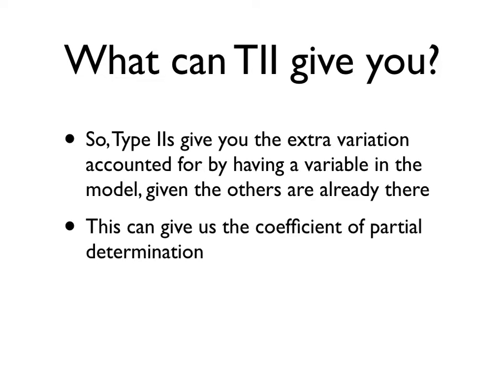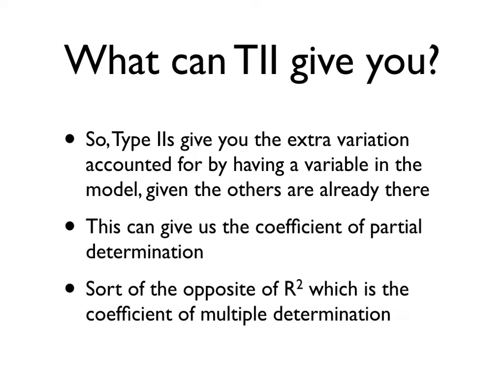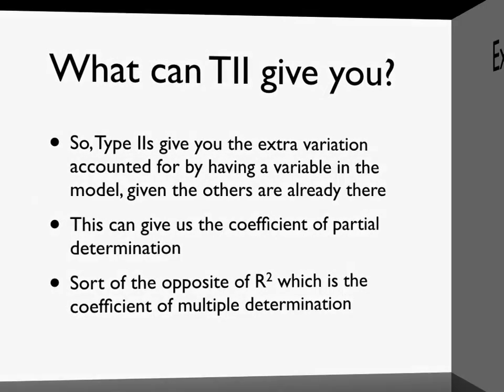This can give us something called the coefficient of partial determination, which is just the unique variance that a variable contributes to y, the thing you're trying to predict. It's sort of the opposite of big R squared. Big R squared is called the coefficient of multiple determination. This is the coefficient of partial determination. You may have heard of partial correlations, where you correlate two variables, then statistically control for one of the variables by taking the variance that it accounts for in the x predictor. How do you get that?